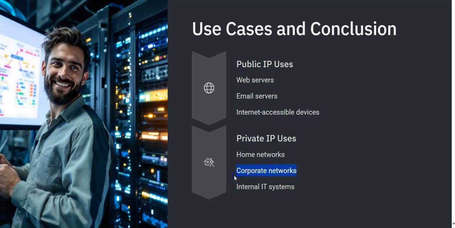Most corporate networks will all have private IP addresses. Public IP addresses are expensive. You have to buy them because they're unique. You have to rent them. But corporate networks, if they're isolated from the internet, can use private address ranges. All internal IT systems will use private IP addresses and then connect through something that has a public IP address to allow access to the internet.